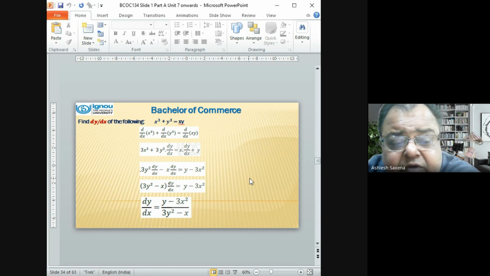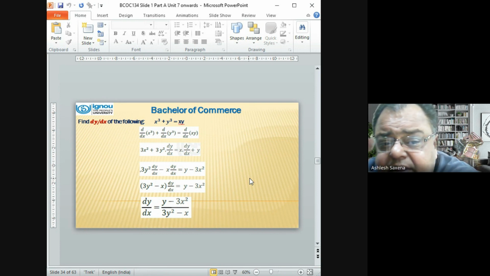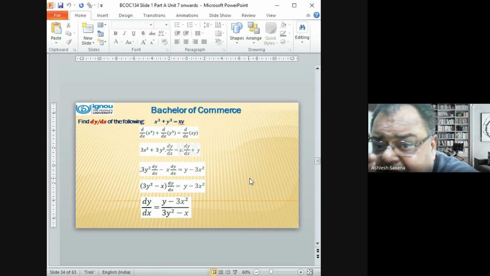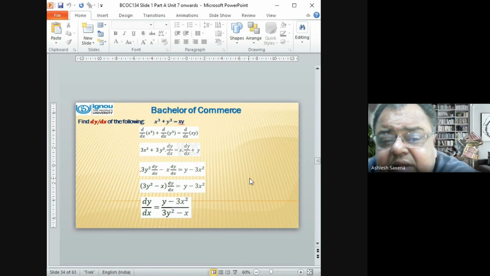Plus, when you differentiate y cube, it will become 3y squared into dy by dx. Plus is equal to. On the right hand side, you can see there are two things, x and y. So straight away, we will be using the relation of u and v: first function as it is, derivative of y, plus y as it is, derivative of x. Derivative of x is 1. So now what are we going to get?